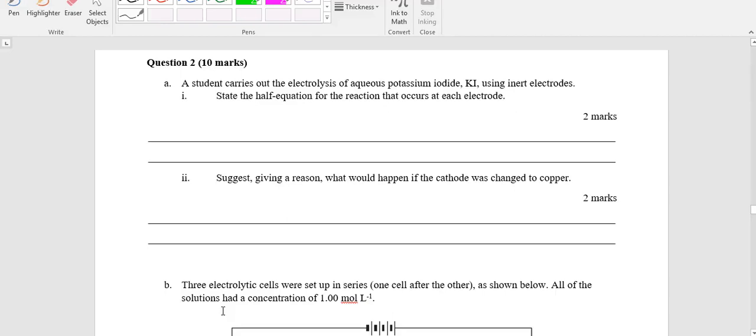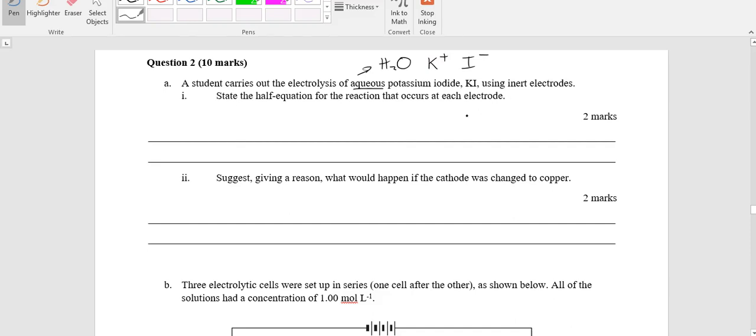And then we have question 2, another electrolysis question. A student carries out the electrolysis of aqueous potassium iodide. Okay, aqueous potassium iodide. Let's try to list all species present. Aqueous means H2O is present, and I think unfortunately some people miss that fact. Potassium iodide is an ionic compound, so I have K plus and I minus.